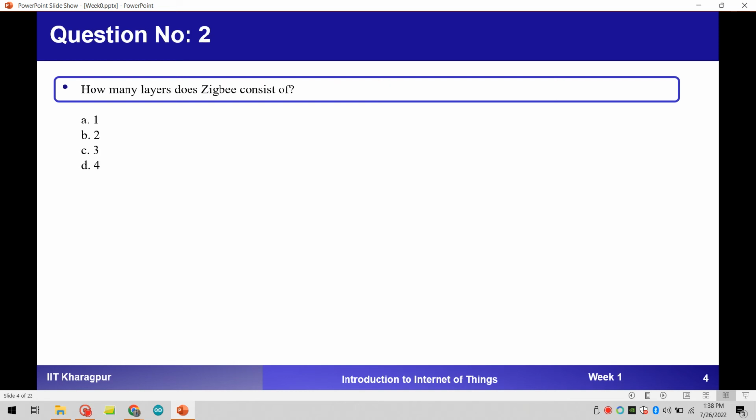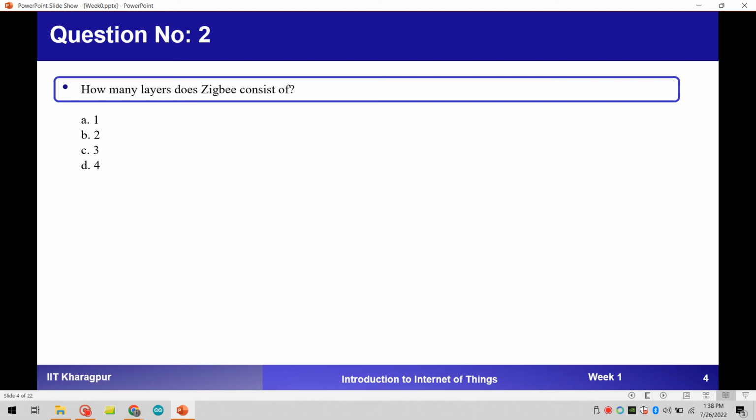The next question is, how many layers does Zigbee consist of? And the options are 1, 2, 3, 4. The correct answer for this question is 4. Zigbee consists of 4 layers, which are physical layer, medium access layer, network layer, and application layer. Now, one by one, I'll tell you what are the functionalities of these layers. First one is your physical layer.